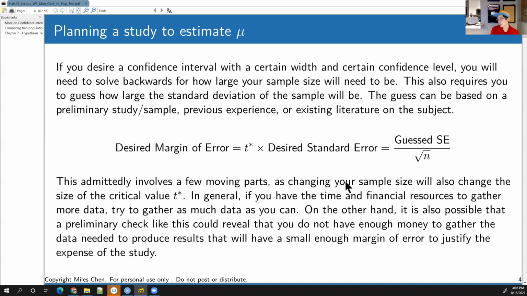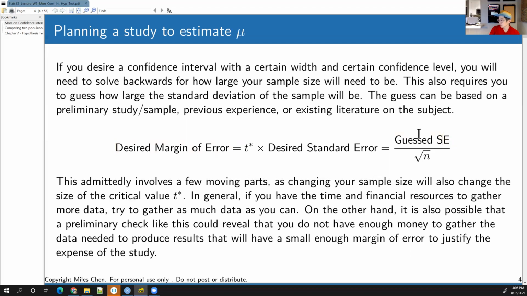But let's say you have a certain margin of error that you want, right? Your desired margin of error, and you have a certain confidence level that you need, right? So from there, you can solve backwards for how large your sample size is going to be, right? But that's going to require that you guess how large the standard deviation is going to be. This should actually say SD, standard deviation.